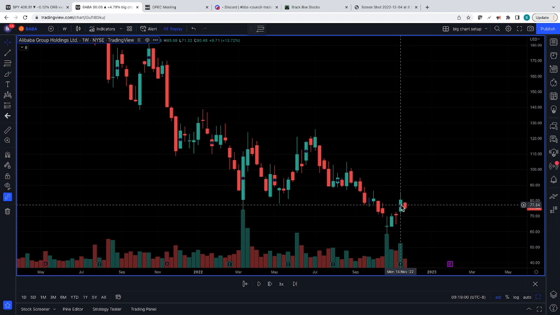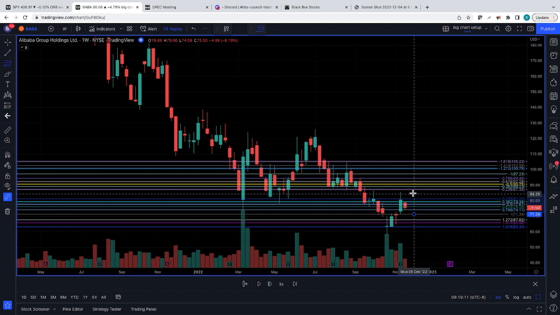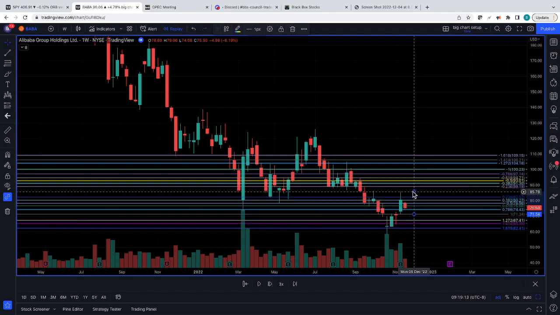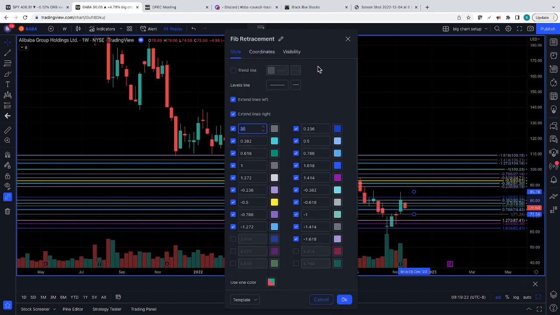So we have a high of 85.68 and a low of 71.32 on this candle. So I'm going to add the fibs here. I'm going to drop in as well these fib settings. So if we come over here, here's what I have.